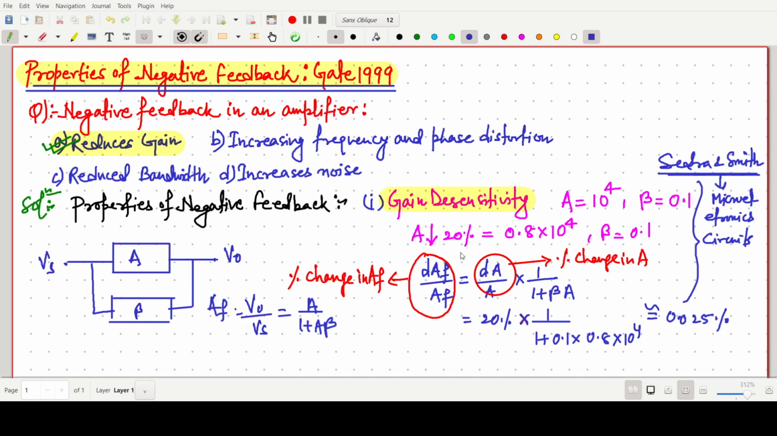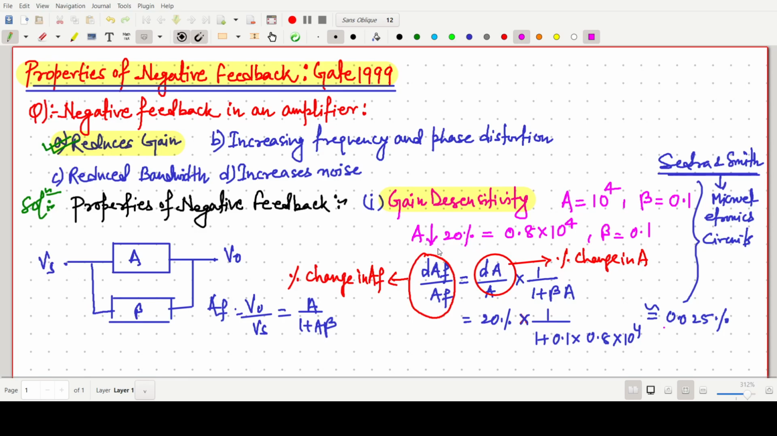As we saw from this example, if A is changed by 20%, the change in the overall amplifier gain is 0.025%. I will share a video for this gain desensitivity.